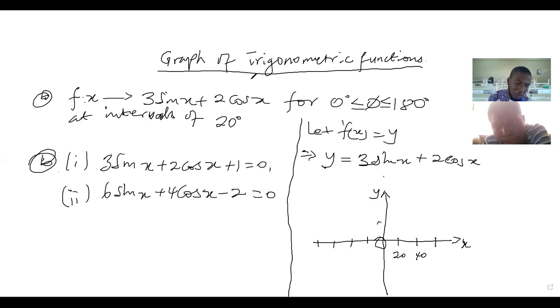Then they said we should draw the graph of the function. So we have the intervals on the x, and we have 20 degrees, 40 degrees, 60. So it means that we'll draw the table. I have the table in my Excel sheet, but I want to explain it more here before we go to the Excel sheet. So we are going to draw our table like this.